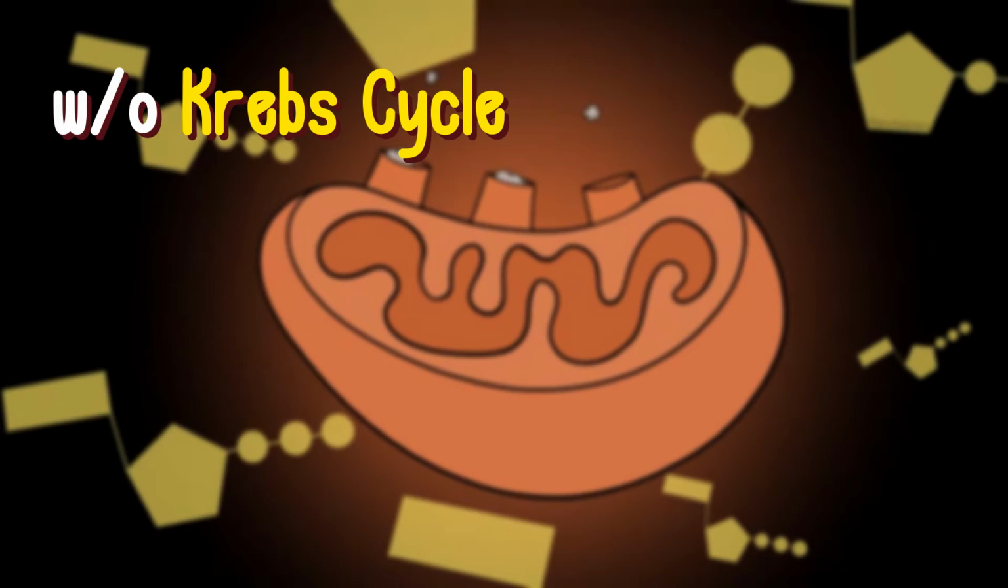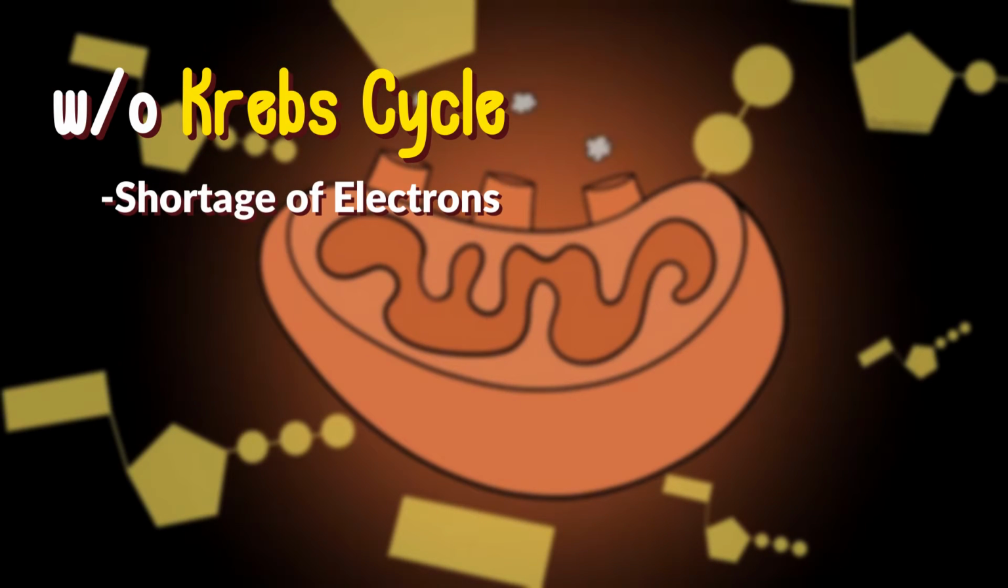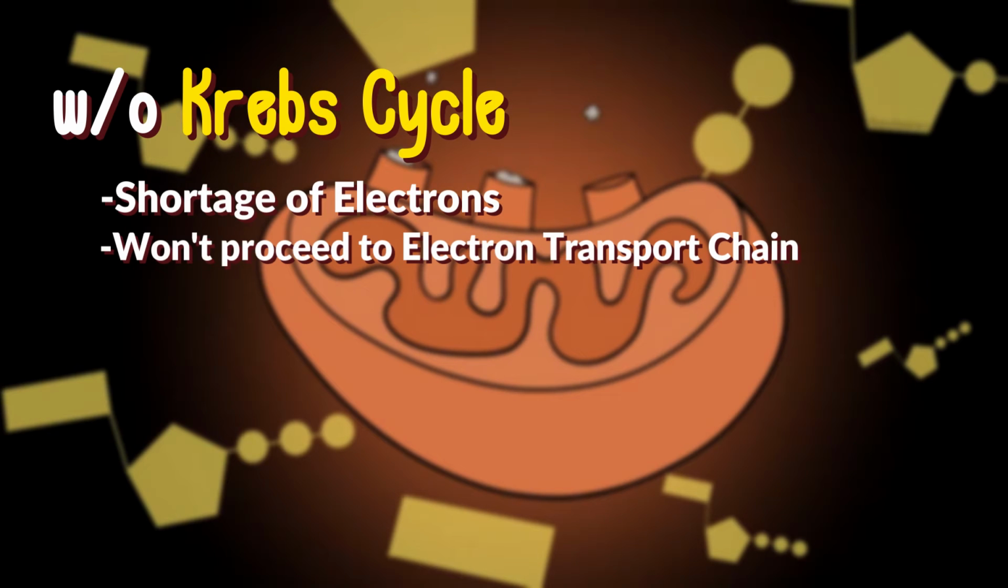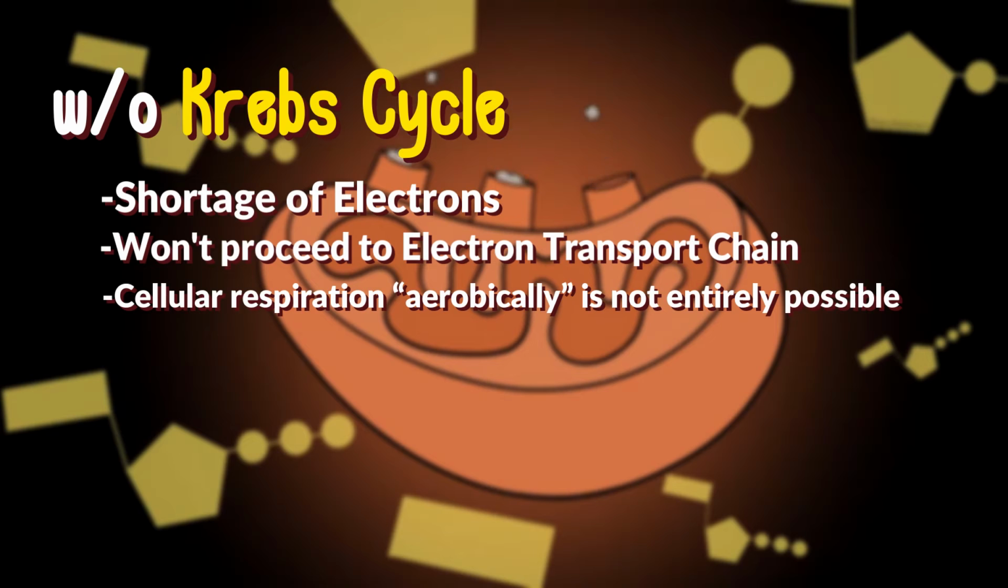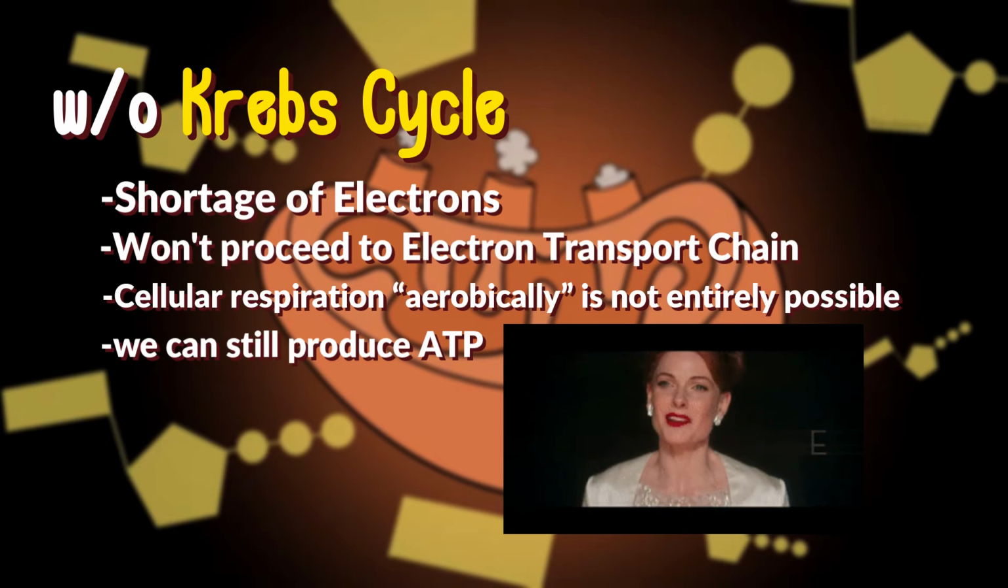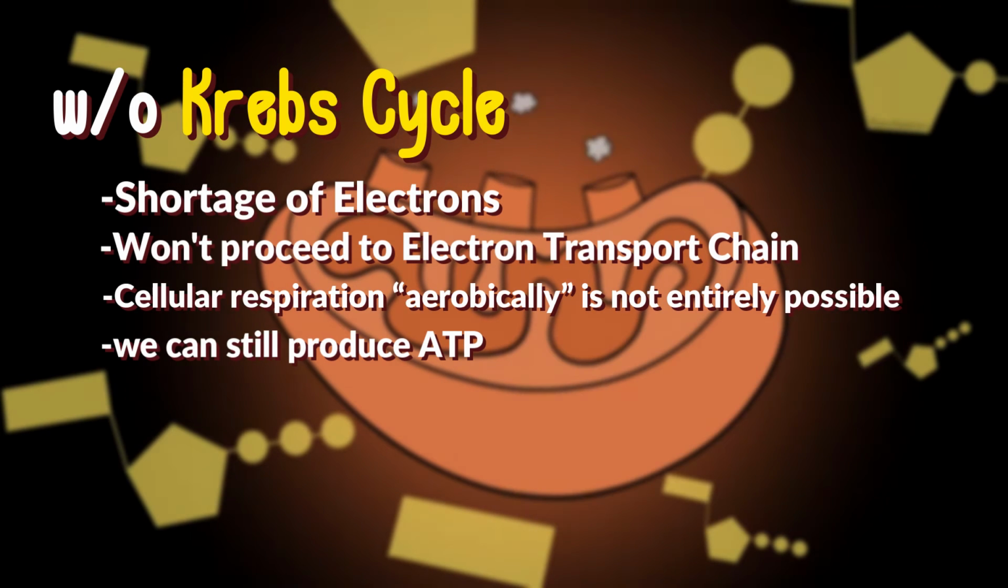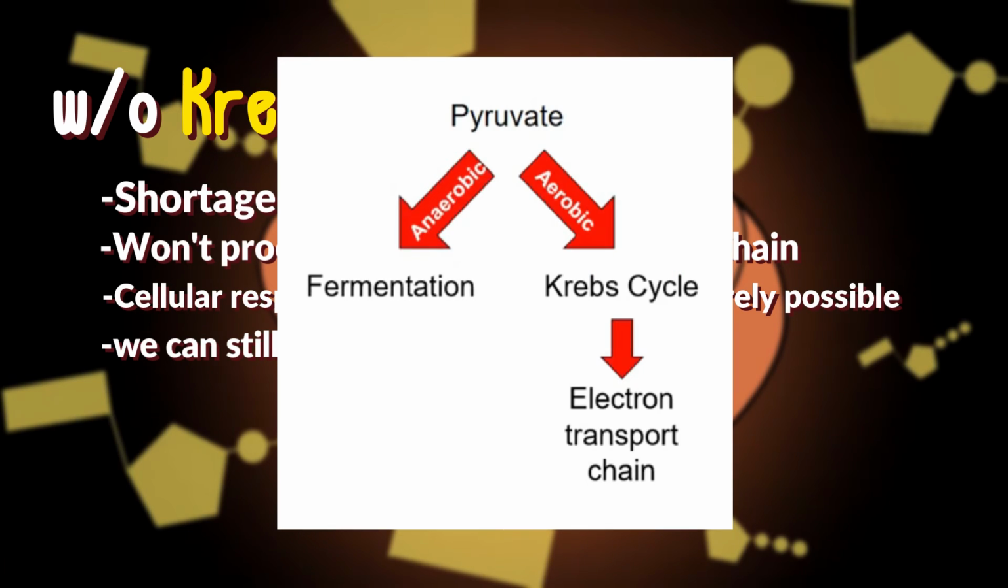Without Krebs cycle, there will be shortage of electrons. The process may not even proceed to electron transport chain. Cellular respiration aerobically is not entirely possible. You can still produce ATP, but it will never be enough. Though there are still other ways to produce ATP, such as fermentation, which can be done anaerobically.